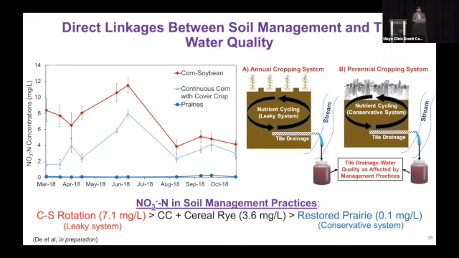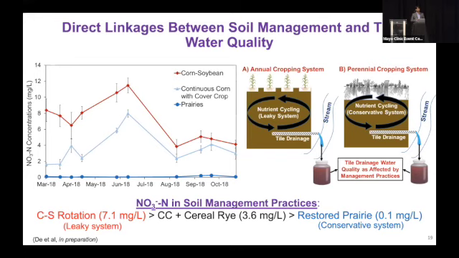So what we did, we had these different management systems, like corn-soybean, then continuous corn with cover crop, and then we had prairies. This is the data that I'm showing you: nitrate nitrogen concentration in the tile drainage system. All the tile water that was coming out from these systems, I was collecting monthly. In the data that I'm showing you, the x-axis is the time, and the y-axis is the nitrogen concentration.